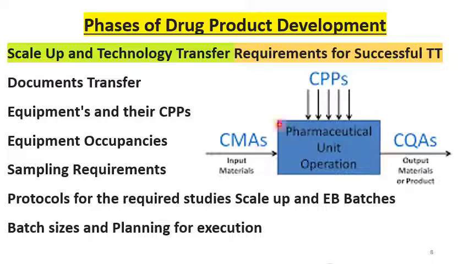Then here I have shown the requirement of discussion of the CMAs, CPPs, and CQAs. CMAs are the critical material attributes. CPPs are the critical process parameters. These two involve the process, and because of these two parameters, CMAs and CPPs, the CQAs of the product will be affected. That's why the CMAs and CPPs are required to be discussed, and the required training is to be given to the plant team.